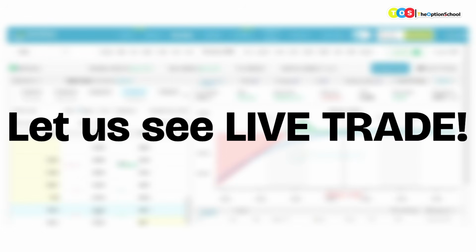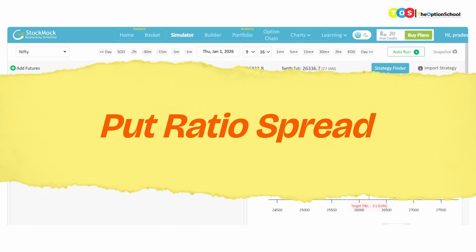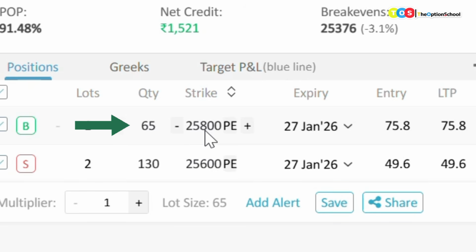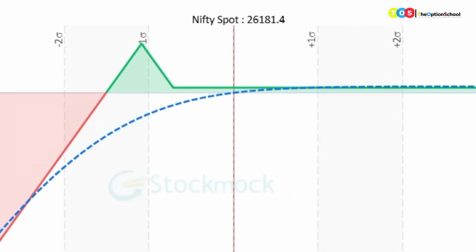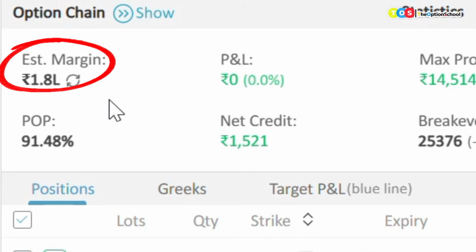Let me now take you to 1st of January. This is a January trade, which was, let us say, initiated in the morning itself, and we created a put ratio spread. As you can see on the screen, we purchased 1 lot of 25,800 put and we sold 2 lots of 25,600 puts. Overall, the trade is in credit. It is requiring a margin of 1.8 lakhs.